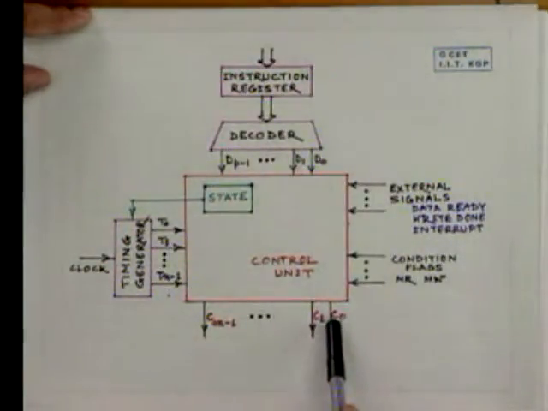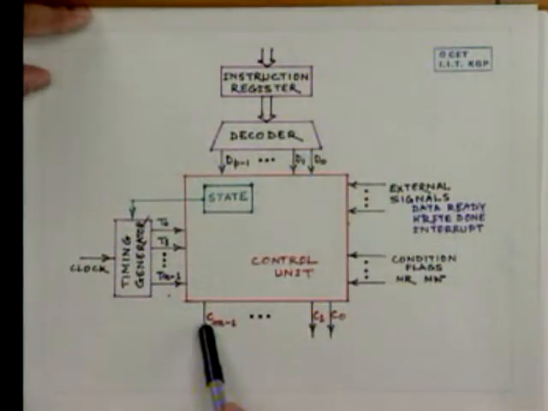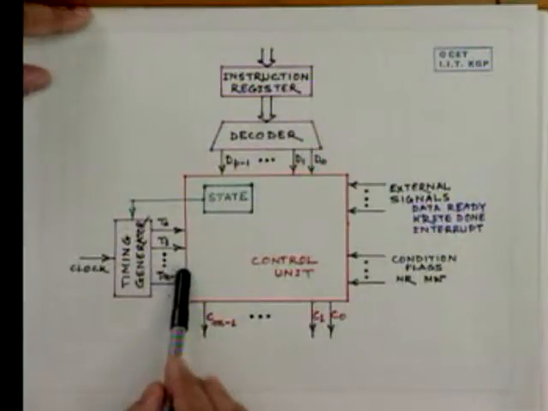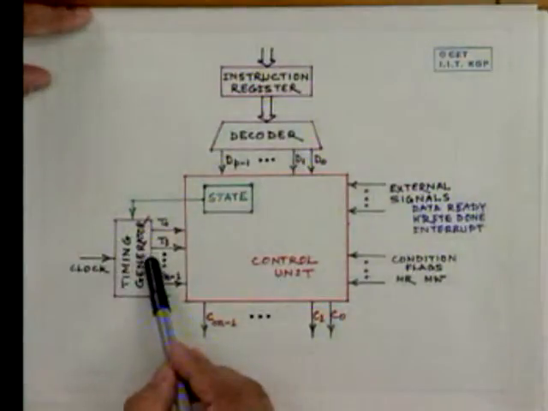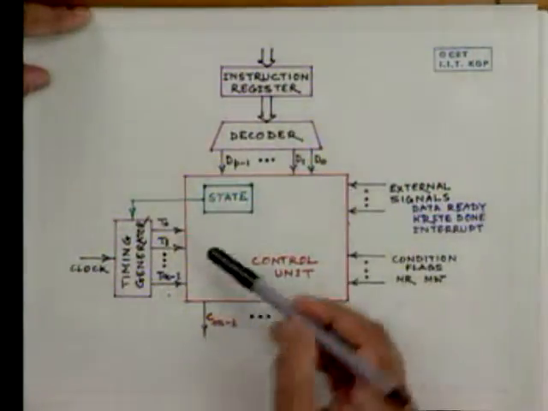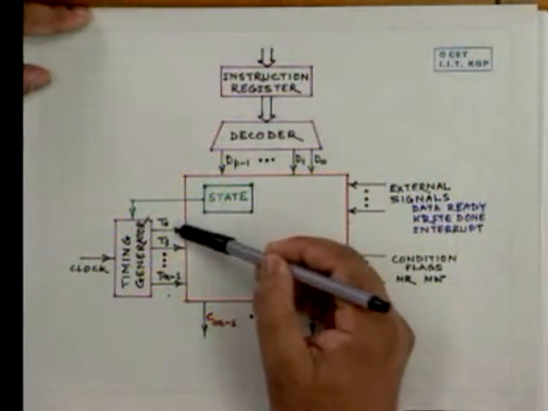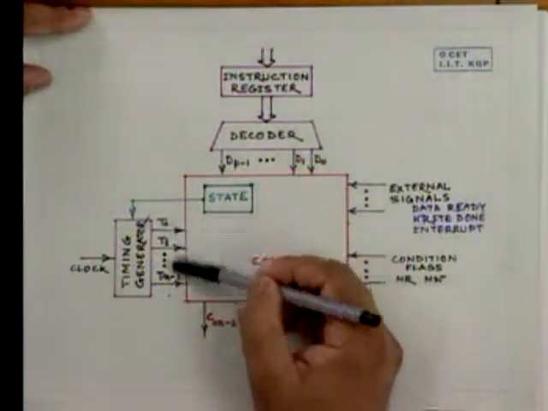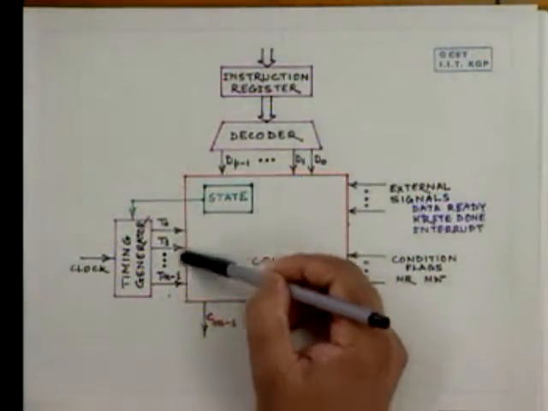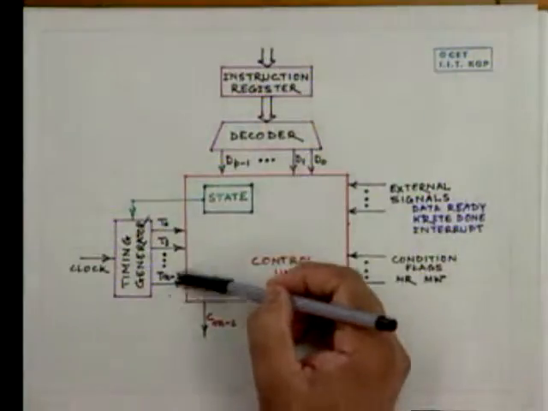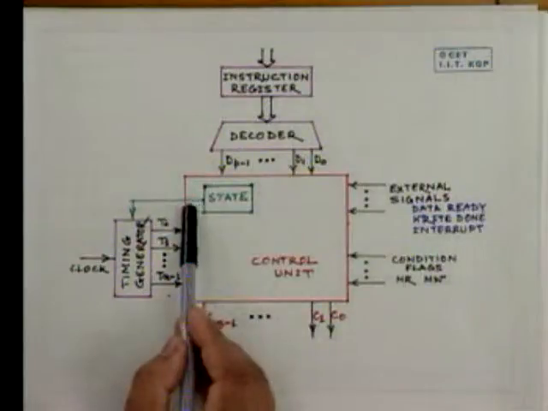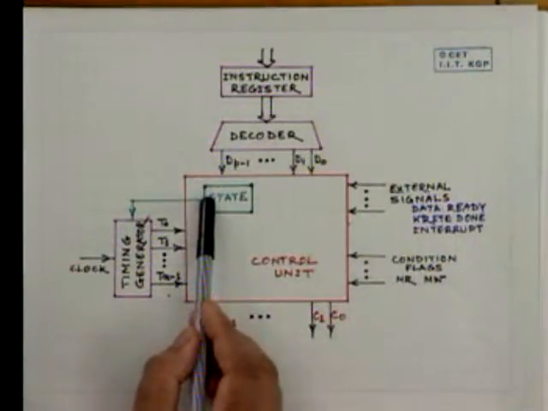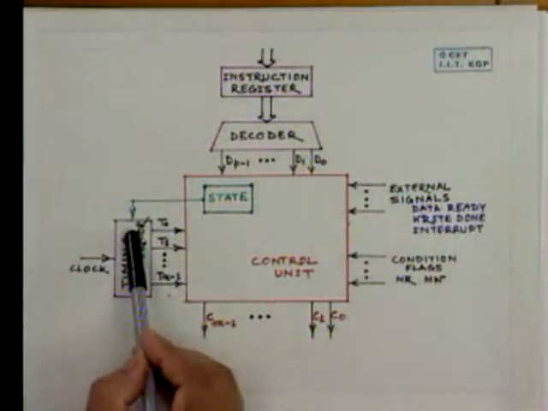The control points, the gates that are to be opened by these signals. Here there is another input that's come from the clock. There is a timing generator, the timing sequence generator, the output of which are T0, T1, Tn-1, say n such pulses. How many such pulses will be generated? That also depends upon the state of the machine, and therefore there is an input from the state to this timing generator also.